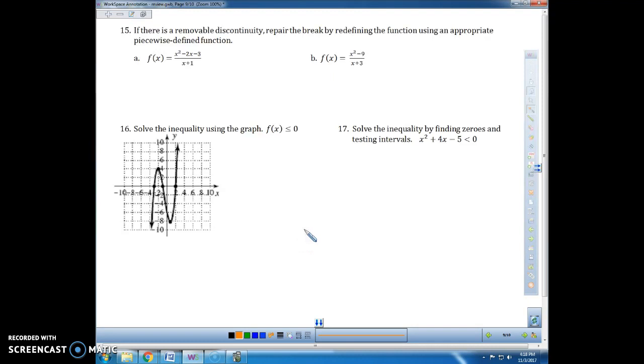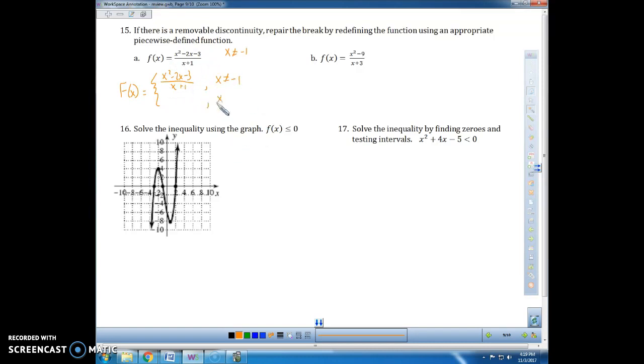Number 15, we are looking for the removable discontinuity, and we're going to repair it. So this function is being divided by x plus 1. And so we know that x cannot be negative 1. So that's where we would have our discontinuity. So when we rewrite it, we're going to have it in 2 pieces. The first piece is exactly as written, and this is for any value of x as long as you are not negative 1. So for the first part, you're just going to copy it and say what x can't be.